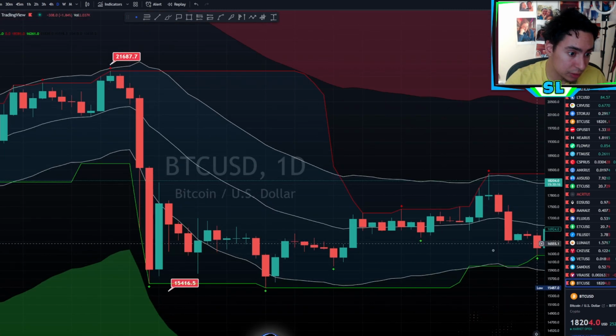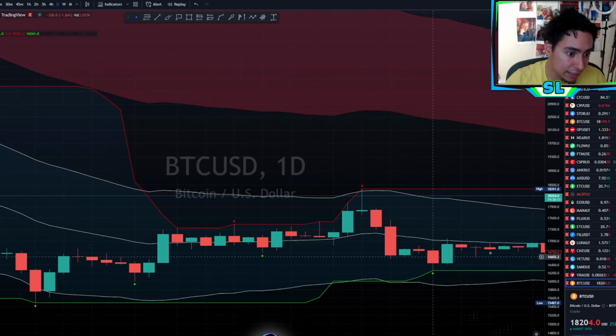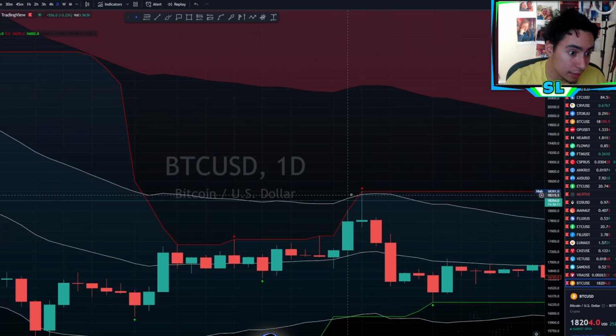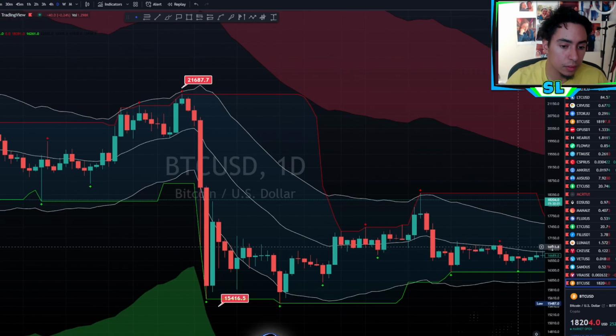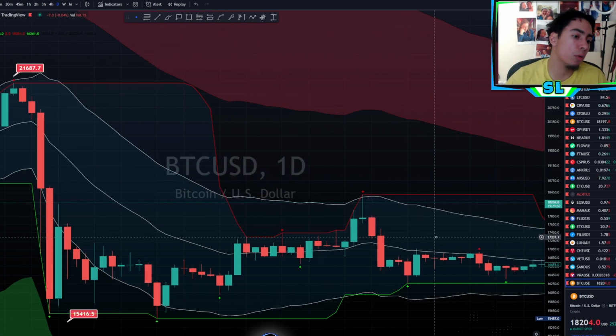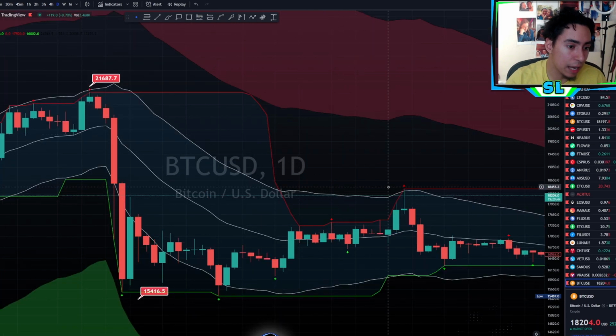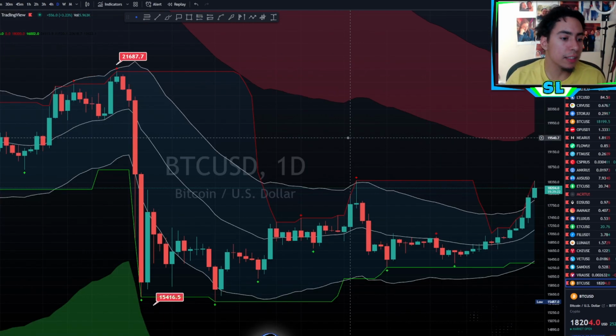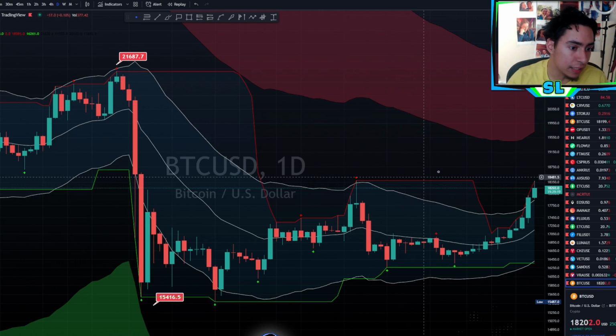But then what happens? We slowly make our way back up, and guess where we get rejected again? At the top Keltner band at that time. There's a reason why price stops at these levels, and it shows you how powerful technical analysis is. And you can see right there how we got rejected 3 times on that top Keltner band in a matter of weeks, right?